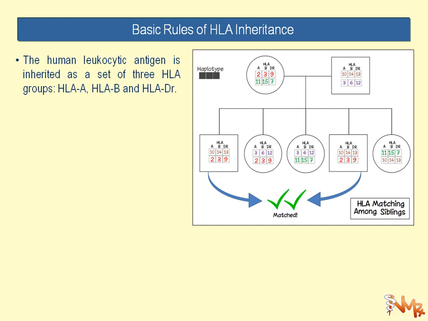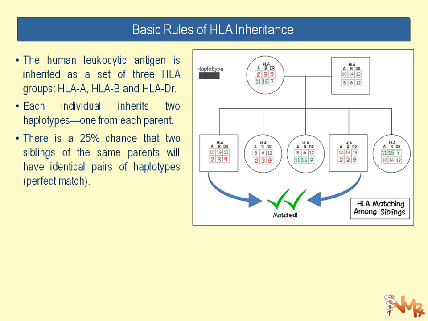Now, the human leukocyte antigen, as I said, is inherited as a set of 3 HLA groups, A, B, and DR. Each individual inherits 2 haplotypes, one from each parent. There is a 25% chance that 2 siblings of the same parents will have identical pairs of the haplotypes. This is a perfect match. Of course, we have one perfect match in this diagram.